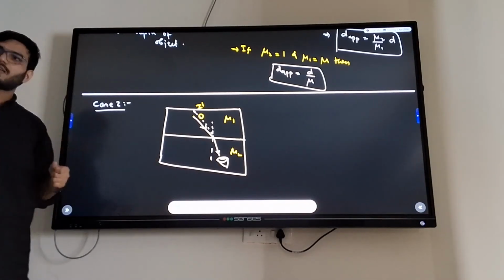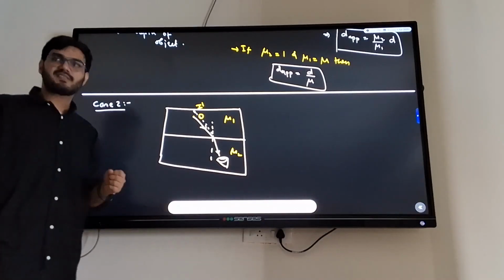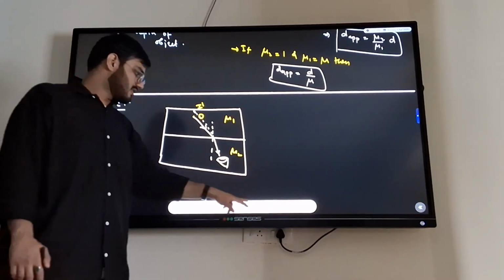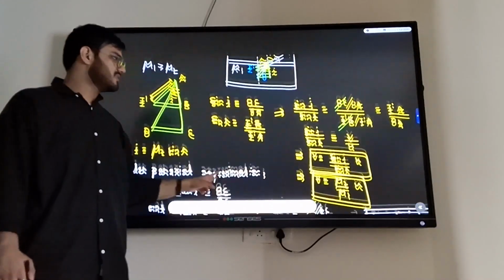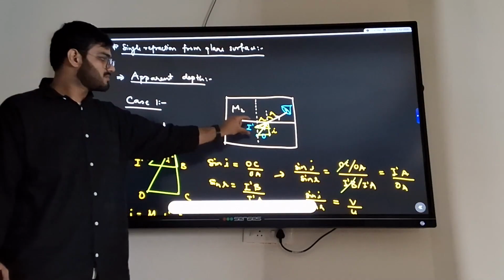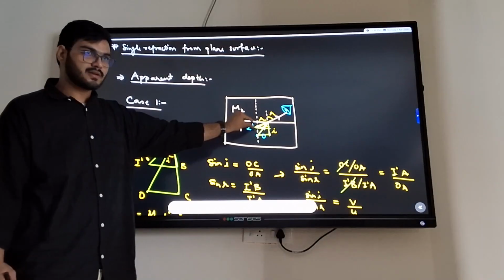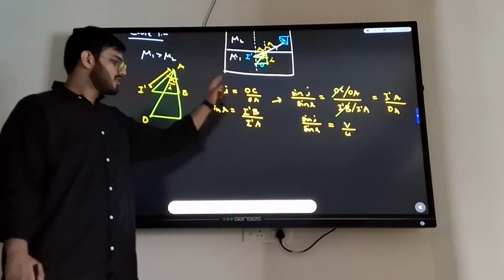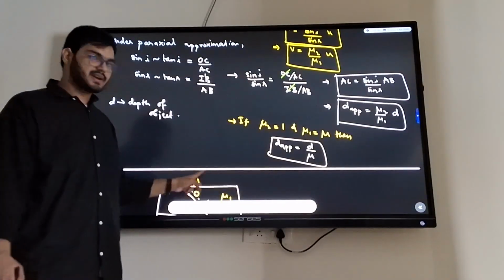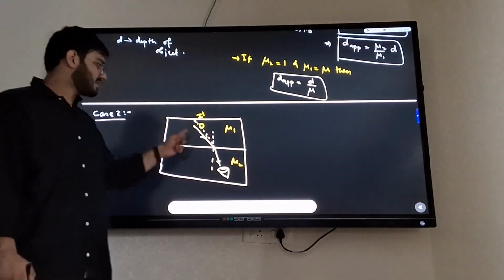Can you imagine now, in the previous case, if you look at it, what was D apparent? D apparent was obviously smaller than D, na? Your object was here, then your image was found here. Then we divided by mu. Now your D apparent, what does it look like? Is it greater than D? Please look at it.